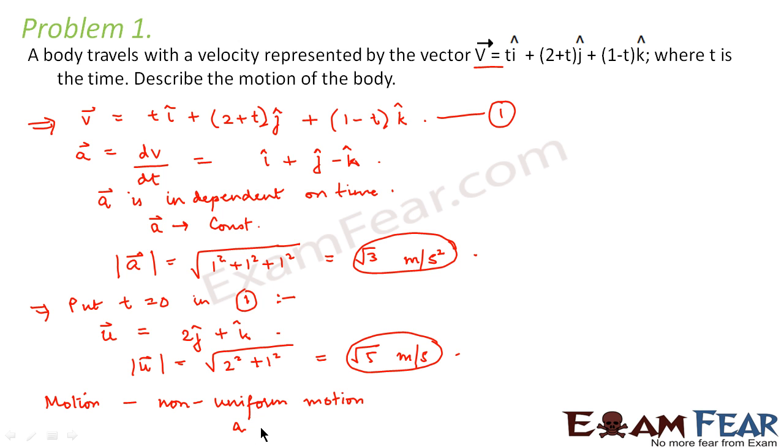The body is in non-uniform motion with acceleration equal to root 3 meter per second square and initial velocity equal to root 5 meter per second. So that is how we are able to describe the motion of the body. That means it is a body which when started had a velocity of u. Then it reached a final point when its velocity was given by this expression. And in its entire journey, it moved with a constant acceleration a, which is given by root 3 meter per second square. Now let us go ahead and look at.